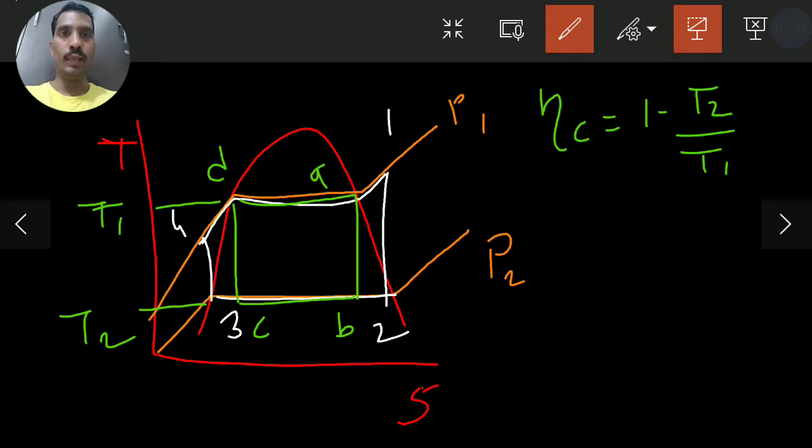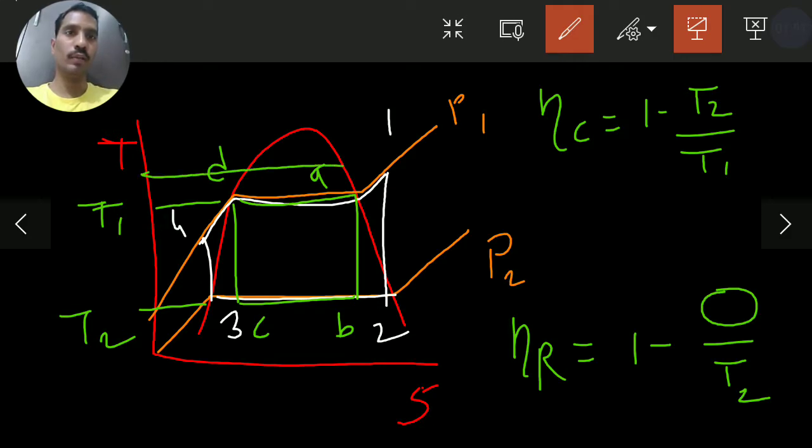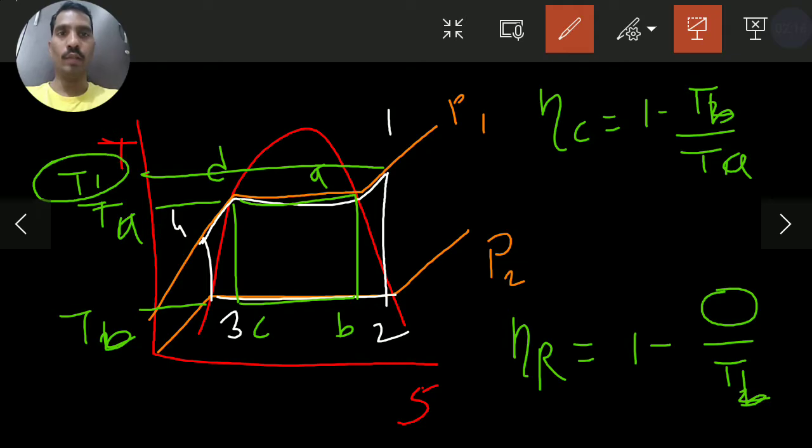But for the Rankine cycle, if I want to calculate the efficiency in terms of temperature, then it will be 1 minus, in the denominator it will be T2, but for the numerator, which temperature do we have to select, whether this T1? Here we write TB upon TA for the Carnot cycle. Here I will take this TB or T2. This is T1, this is TA, and here it is TB. Now for the Rankine cycle, whether we have to select the higher temperature as T1 or TA.